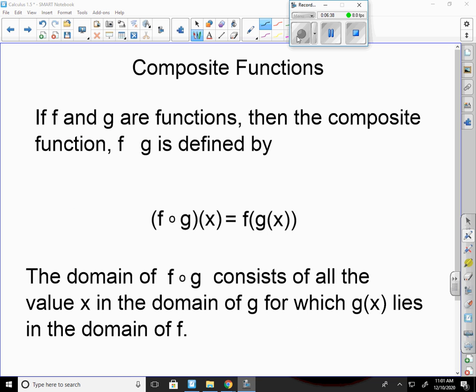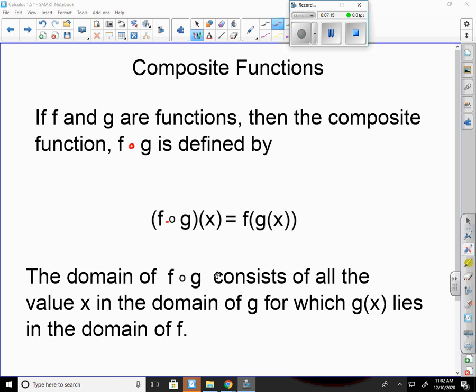All right, the last type of combining functions is composite functions, and that's if f and g are functions, then the composite function f of g is defined by f of g of x. Means that we put g inside of f everywhere we see an x. And the domain of f of g consists of all the values x in the domain of g for which g of x lies in the domain of f.